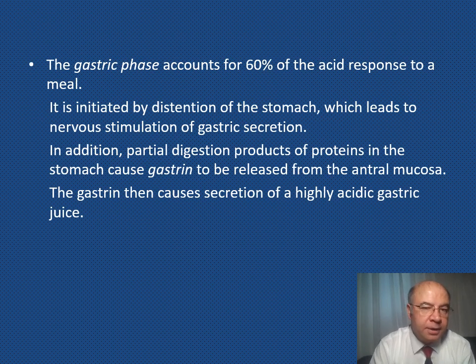The gastric phase. The gastric phase accounts for 60% of the acid response to a meal. It is initiated by distension of the stomach, which leads to nervous stimulation of gastric secretion. In addition, partial digestion products of proteins in the stomach cause gastrin to be released from the antral mucosa. The gastrin then causes secretion of a highly acidic gastric juice.